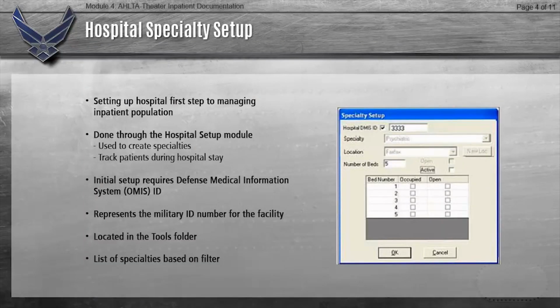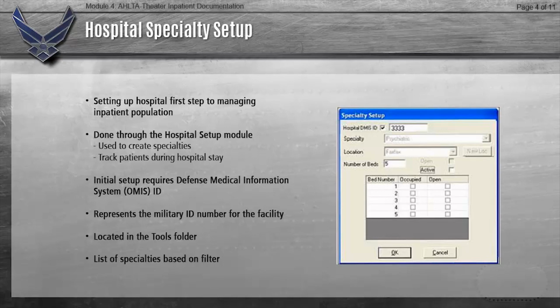Setting up the hospital, specifically adding the various specialties needed, is the first step to managing the inpatient population. The hospital setup module allows you to add and manage individual specialties within the hospital. This module is used to create specialties that permit the tracking of patients during the period of their hospital stay. During the initial setup, the Hospital Defense Medical Information System (DMIS) ID is required. This number represents the military ID number for the facility.